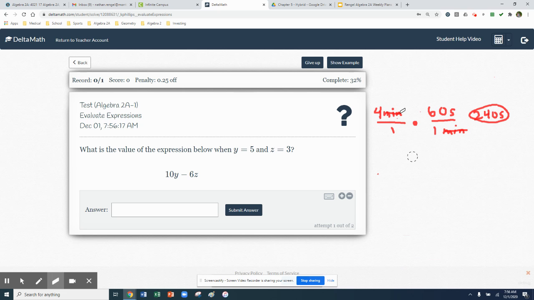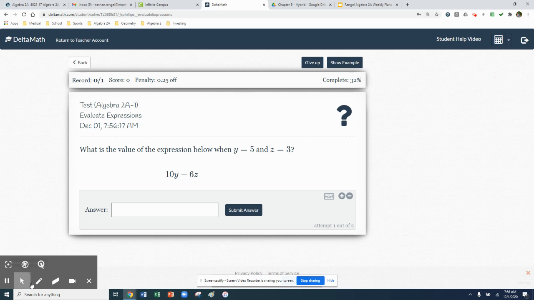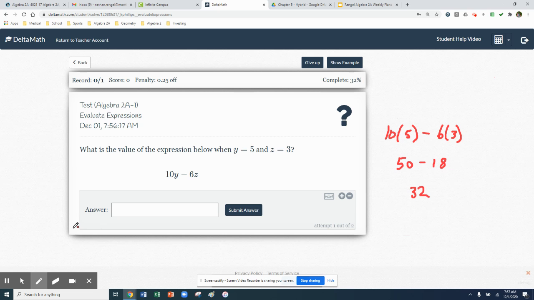So we've got, what is the value of the expression below when y is 5 and z is 3. When we evaluate expressions or functions, we're simply taking the value of the variable and substituting that in for that variable. So if I have 10y minus 6z, I'm going to take 10 times 5, and then my z is 3, so minus 6 times 3. It ends up being 50 minus 18, which will be 32. So my final answer then will be 32.